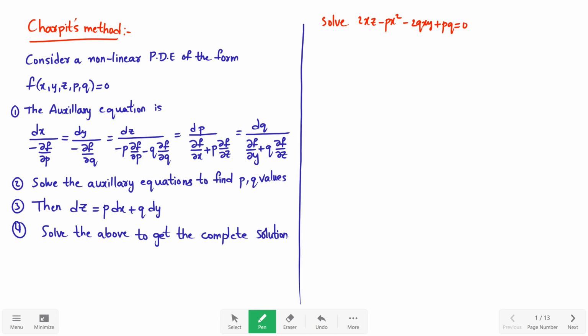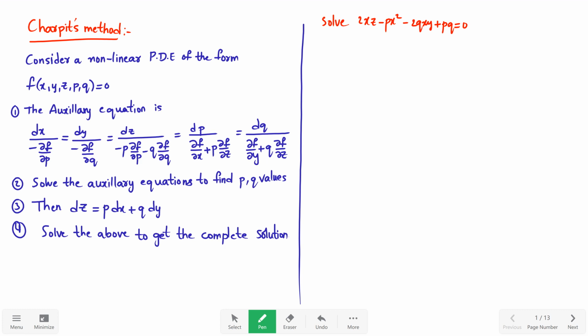Next, we have to solve these auxiliary equations to find p, q values. Then dz can be represented as p dx plus q dy. If we solve this dz, we get the complete solution for the given non-linear partial differential equation.